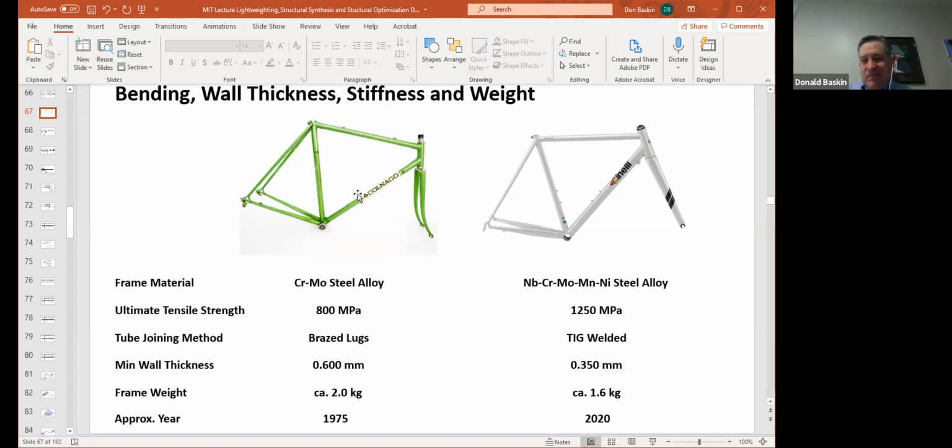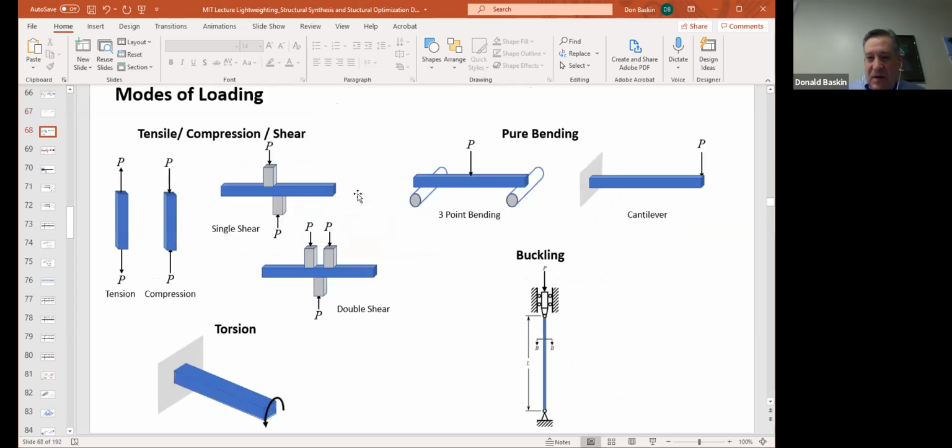and by taking advantage of the, oh, hi, Steve. Steve's back. Anyway, they take advantage of the increase or decrease in stress with the radius to the third power of these tubes in bending and torsion, and they're able to produce a structure that maybe looks heavier, but it's actually lighter. We talked about the modes of loading, very important.